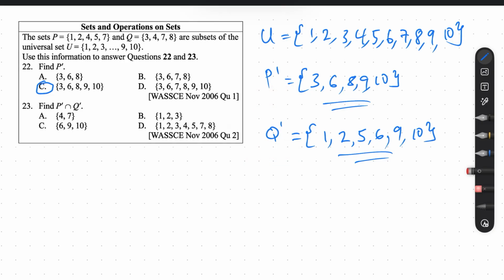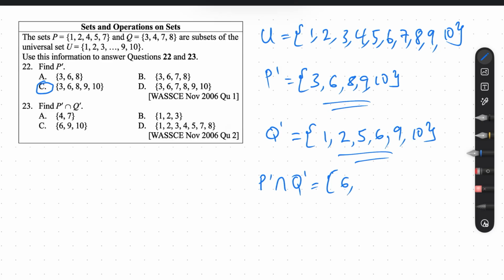So let's find that. Do we have 1 here? No, we don't have 1. Do we have 2 here? We don't have 2 here. We have 5 here. We don't have 5 here. We have 6 here and we have 6 here. Okay, so that will enter into the set. So P complement intersection Q complement. The first element will be what? 6, because 6 is common to them. So you need to put 6 here, right? So let's put it down.